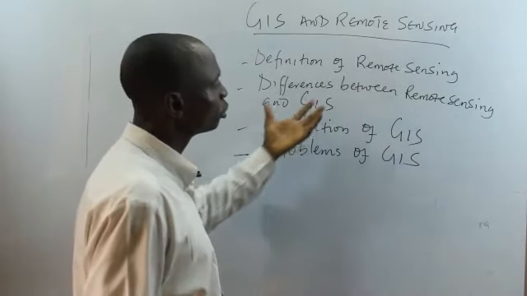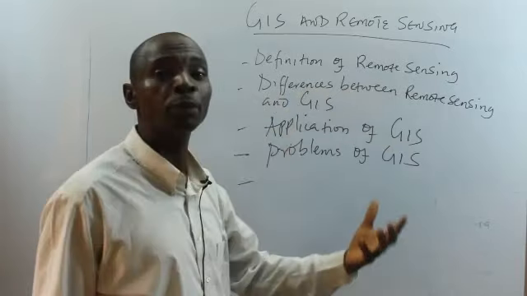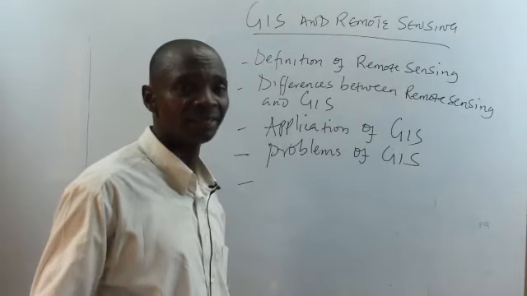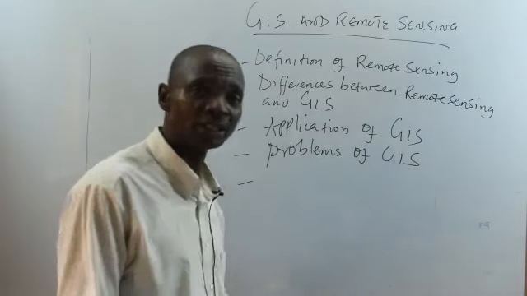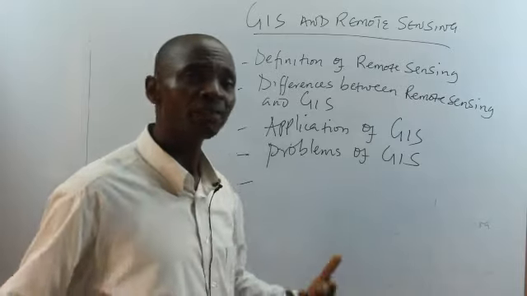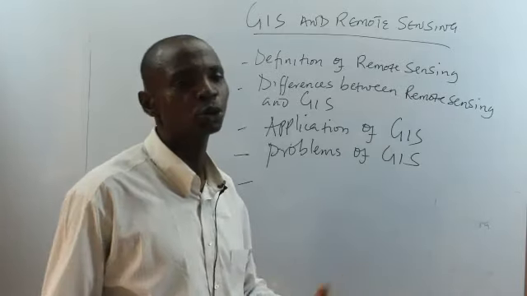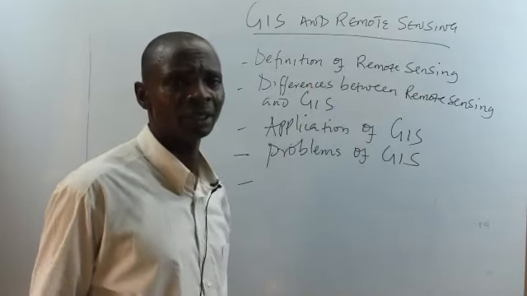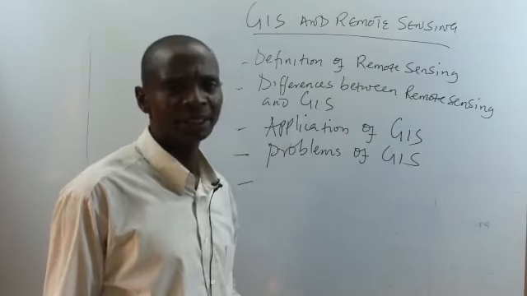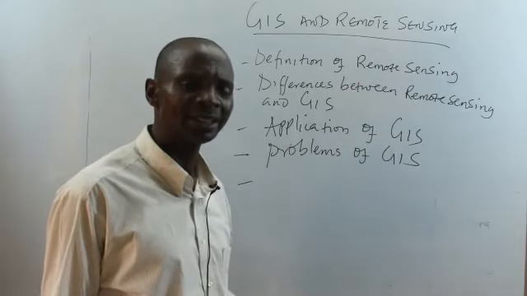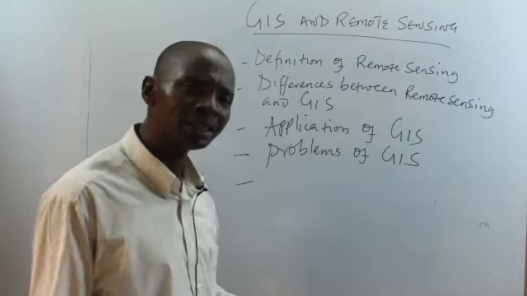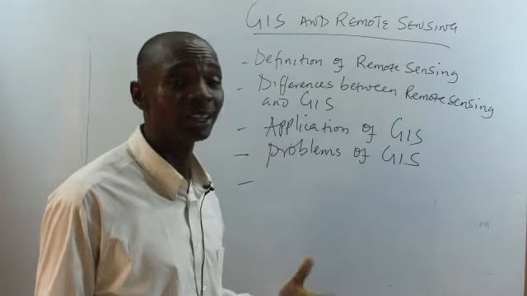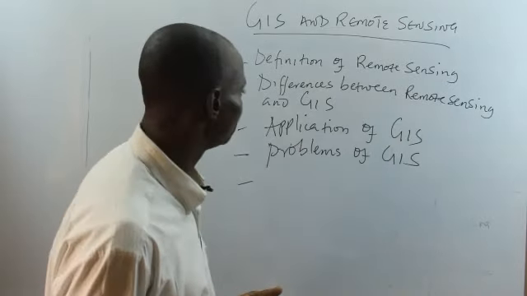So all those computer components are what we call the components of GIS. GIS is divided into two. We have the hardware, we have the software, we have the humanware, and also we have the methods. The hardware is purely the computer, the monitor, the CPU, central processing unit, the screen, the mouse, the keyboard. These are the hardware. So if you are not computer literate, it will be very hard for you to know what GIS is.